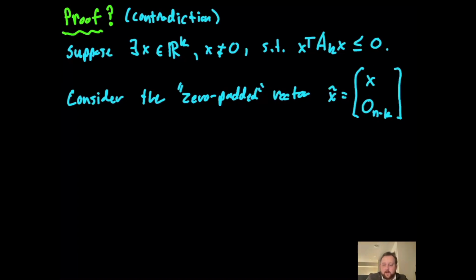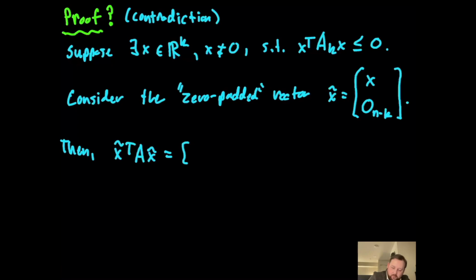And I'm just zero padding it to get there. But then what I'm going to do is consider this triple product in terms of x tilde in the original matrix A. So this x tilde transpose A x tilde. Well, what is this equal to?